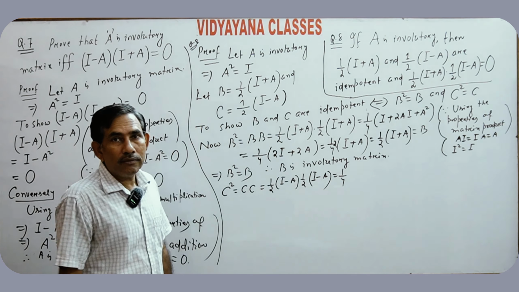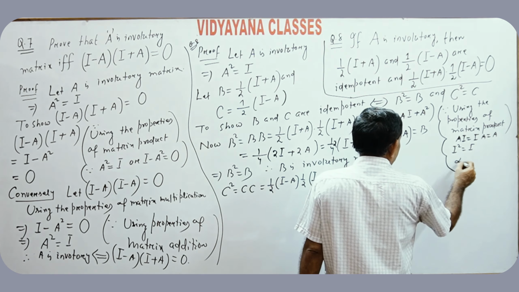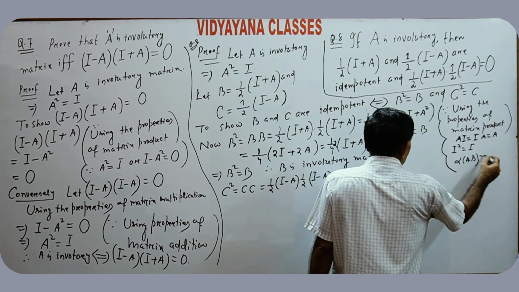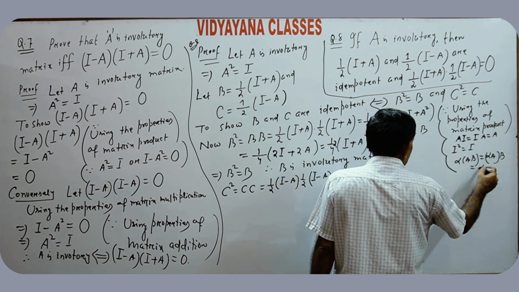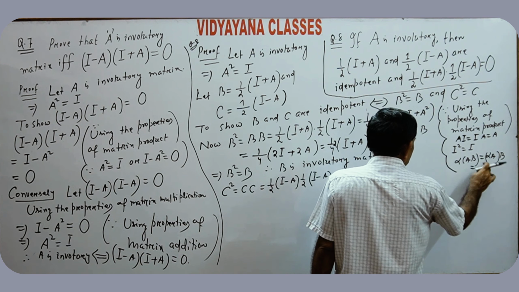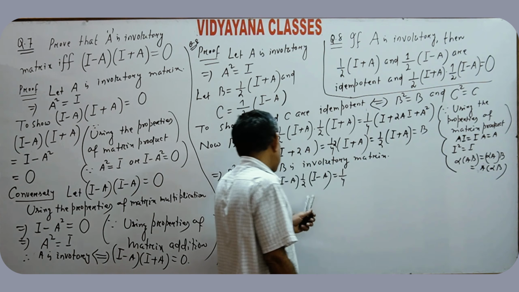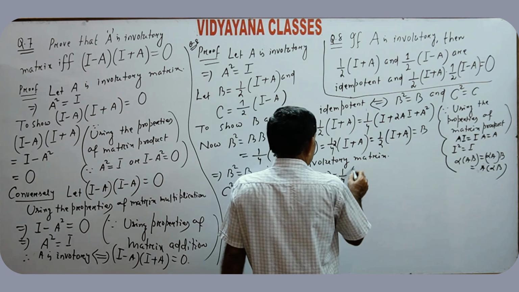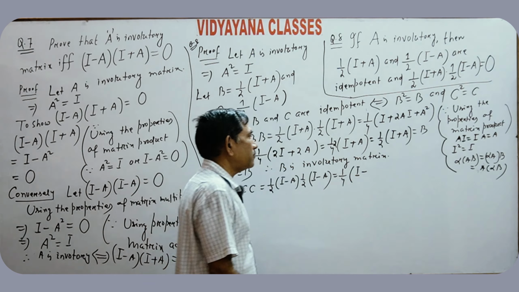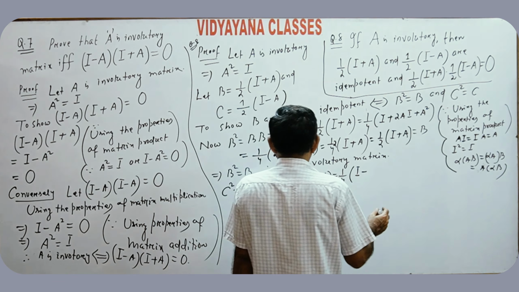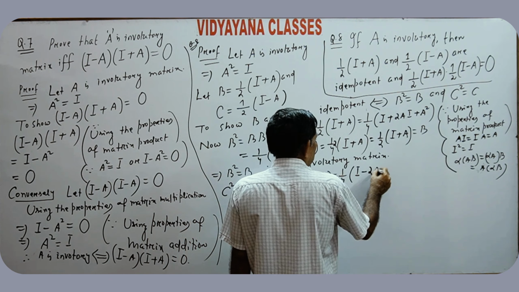Matrix product is associative with respect to scalar alpha: (alpha A)B is the same as alpha (AB), which is the same as A(alpha B). So you can write 1 by 4 (I square minus 2AI plus A square), and I into A is equal to A.